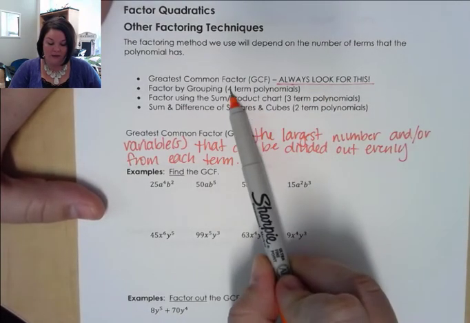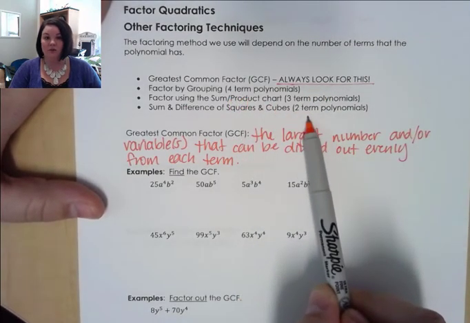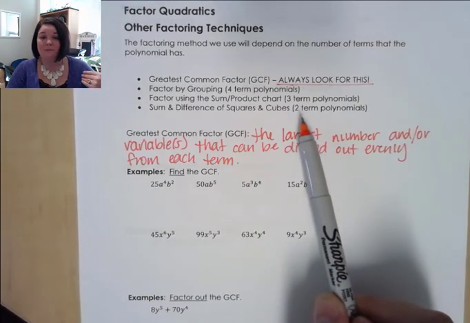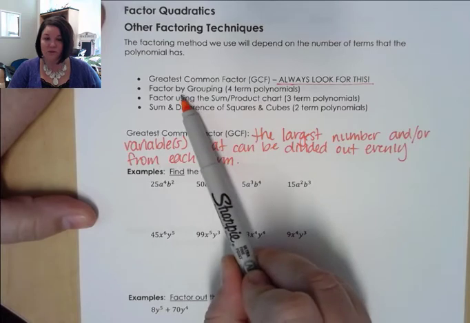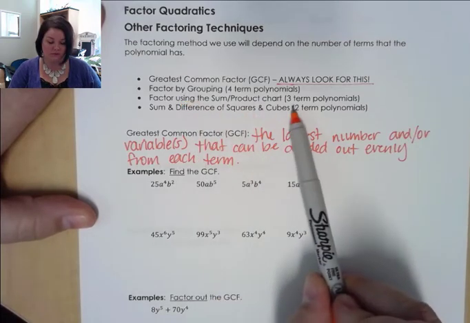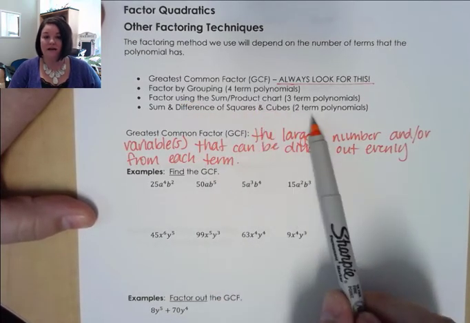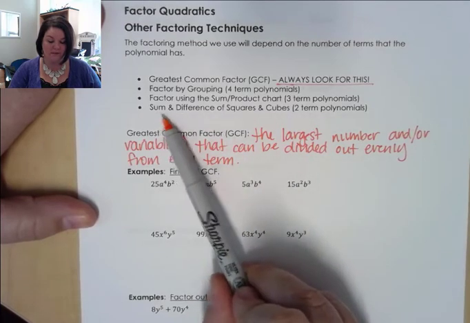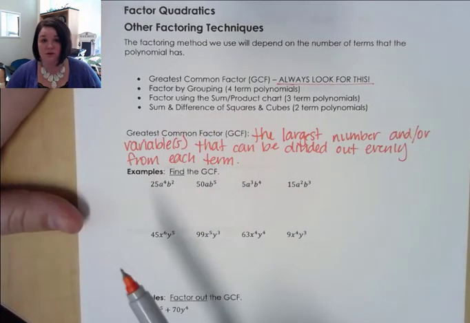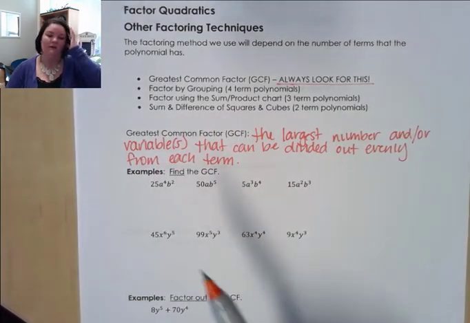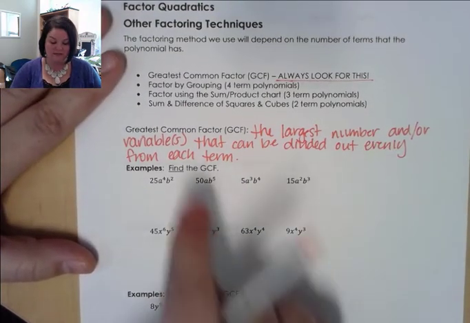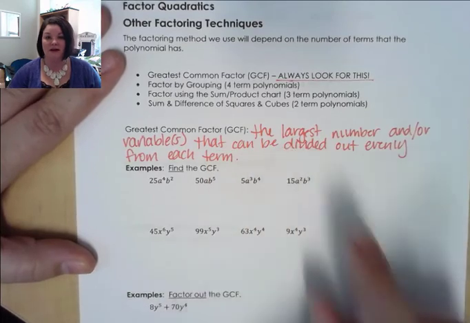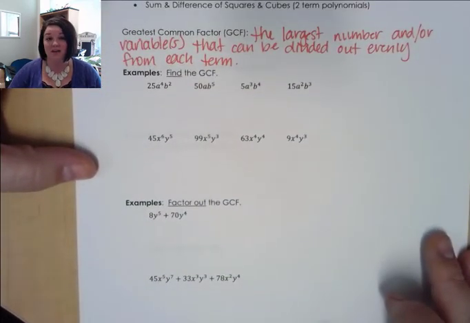Then we look at how many terms we have in the polynomial. We talked about terms in one of our previous lecture videos. If we have 4 terms, we're going to do grouping. If we have 3 terms, we're going to use the sum-product chart. And if we have 2 terms, we're looking for a sum and difference of squares or cubes. Okay, so we're going to go through each of those in a little bit of detail. The first one is just finding the greatest common factor, finding that thing that they have in common.